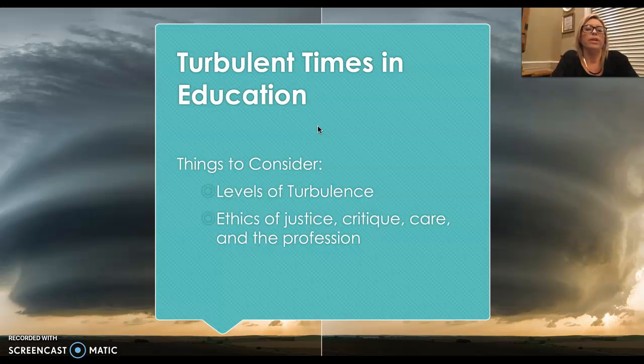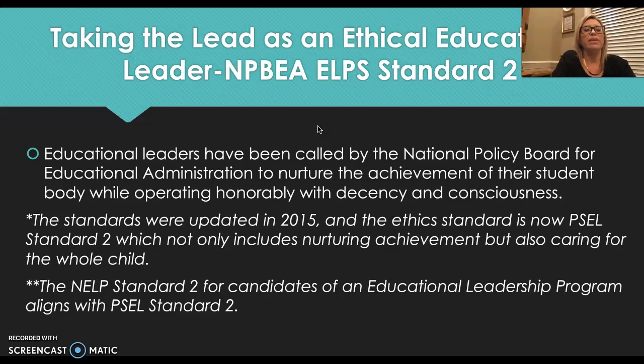As an educational leader, the decision to consider levels of turbulence when resolving conflicts and making decisions is crucial, as is meshing the ethics of justice, critique, care, and the profession. With the highest level of leadership comes the highest level of responsibility and accountability. Directives have been given by the National Policy Board for Educational Administration to provide guidance to educational leaders who are making decisions that impact students' lives and success. Educational leaders have been called by the NPBEA to nurture the achievement of their student body while operating honorably with decency and consciousness.